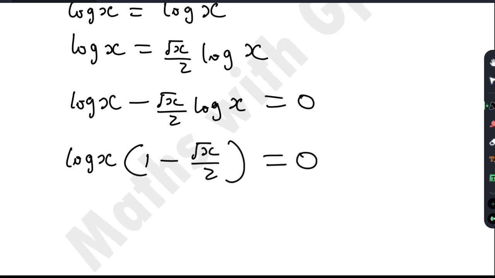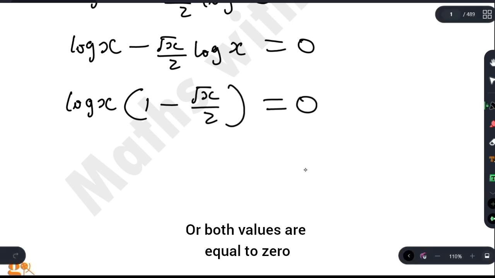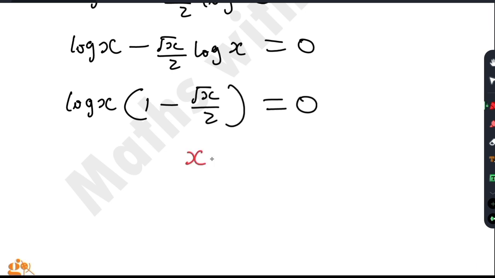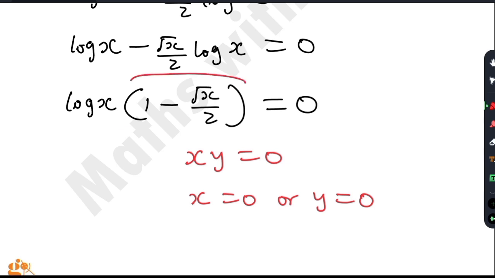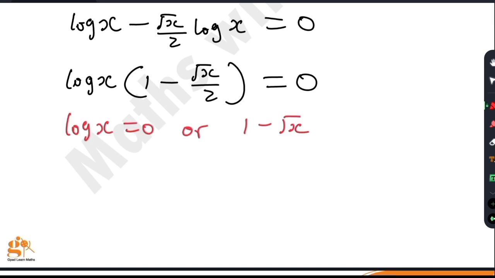Okay, so from the zero product rule, when you have the product of two terms or two values equal to 0, it means that either one of the values is equal to 0 or the other value is equal to 0. So let's say you have x times y is equal to 0. What this means is that either x is equal to 0 or y is equal to 0. That's exactly what I'm going to do. So I'm going to say log x is equal to 0, or all of this here is equal to 0. So let us rewrite it like that. So log x is equal to 0, or 1 minus root x over 2 is equal to 0.